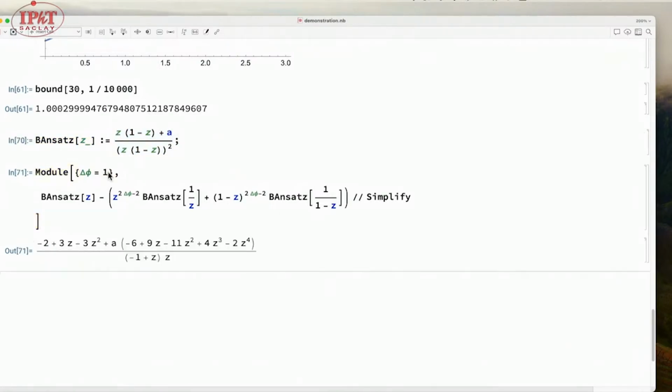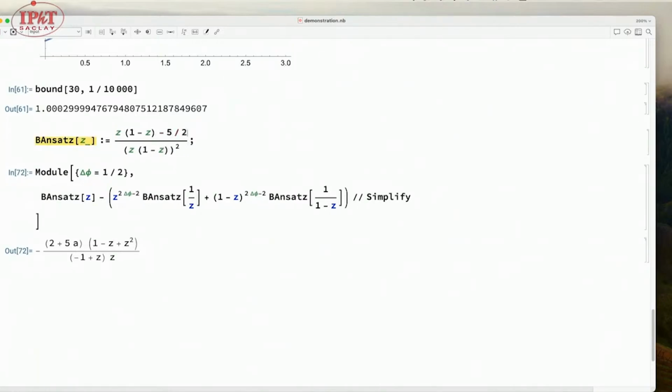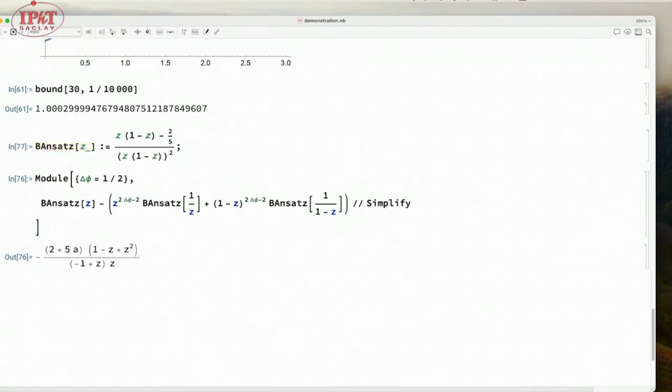Let's see if it works for delta phi equal to 1. It doesn't look like it. Okay, can we find A? Aha! Then A is equal to minus 5 halves. It worked. Oh, what did I do? Sorry, 2 minus 2 over 5. Okay, so we solved the problem for delta phi equal to 1/2. So this B shows that the generalized fermion with free fermion of dimension 1/2 saturates the optimal upper bound.